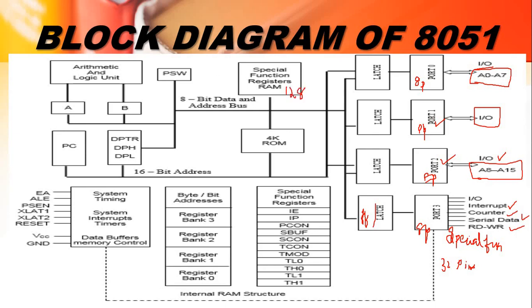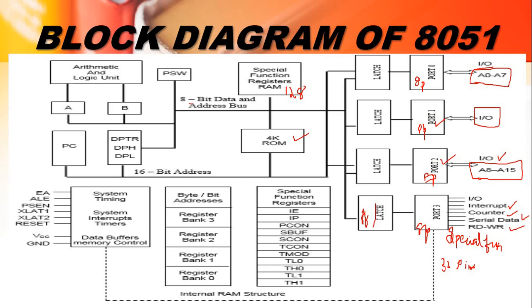What is the special function register RAM? If I'm performing an operation and I get an input in a special function register, that will be stored in the special function register internal RAM. So for that also we need some space. And we have a 4 KB ROM. Here we have an 8-bit data bus and also a 16-bit address bus.